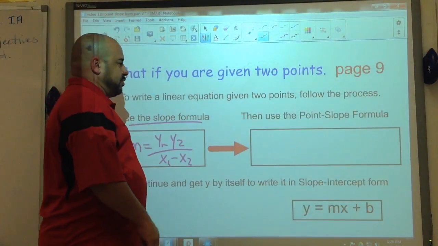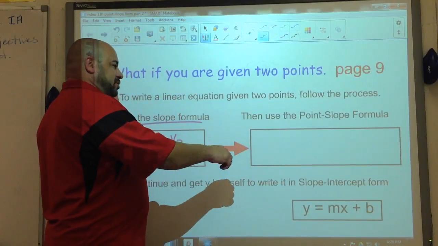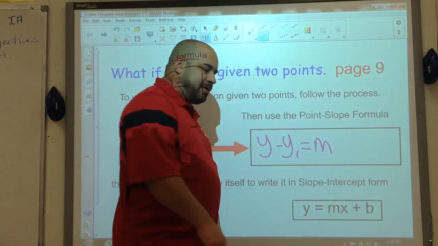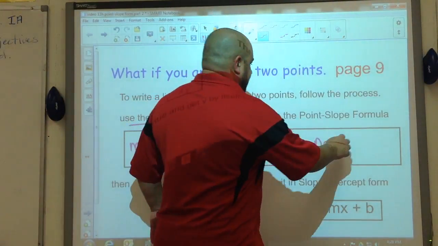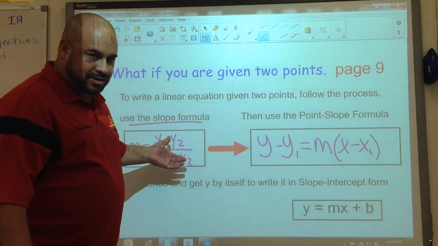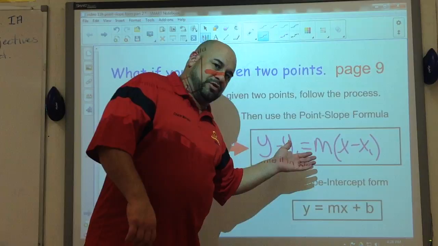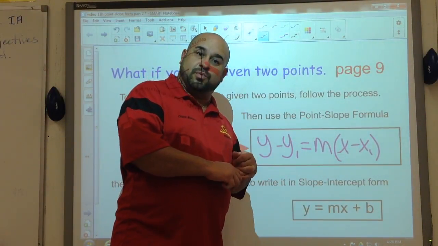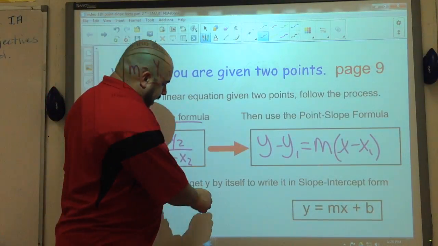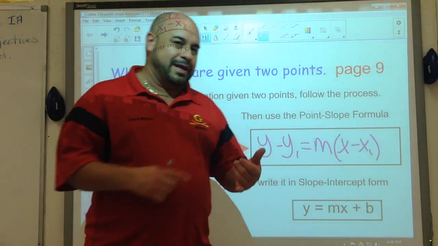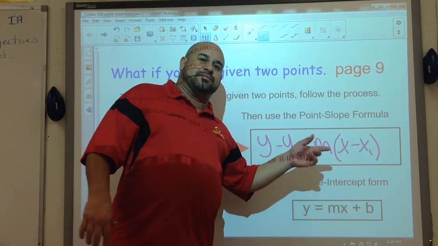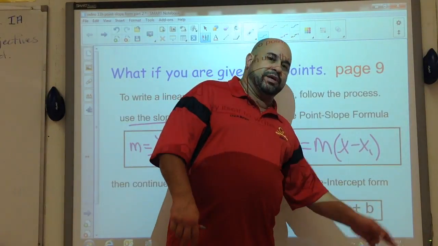Once you find the slope, you can use the slope and the first point and put it in the point-slope form. Y minus y1 equals m times x minus x1. So first, find the slope. Second, use the slope and the first point and put it in point-slope form. Third, we're going to continue and get y by itself to write it in slope-intercept form, which is y equals mx plus b. M is your slope, b is your y-intercept.